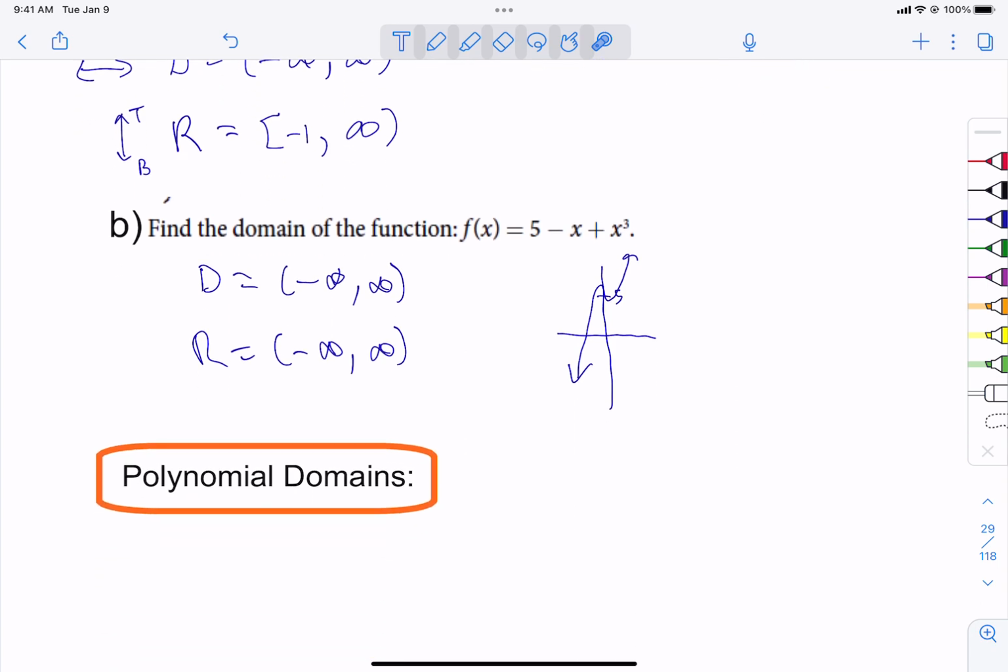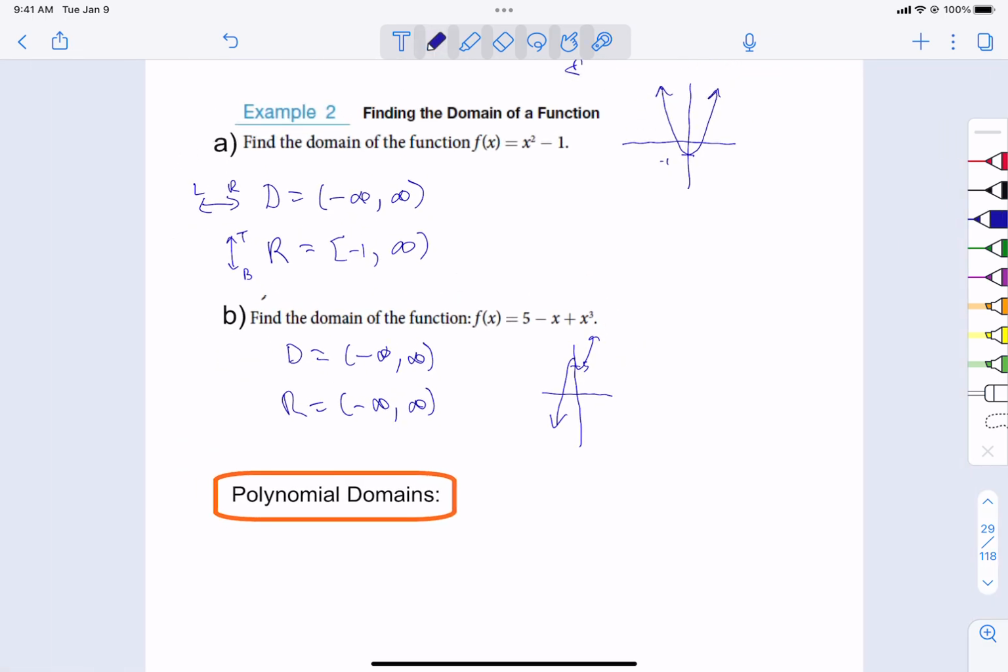The reason they work is because they are polynomials. The domain of polynomials is always negative infinity to positive infinity, or all real numbers. Every real number will work. I can plug in whatever the heck I want. I never have to think about it. The domain of a polynomial function is always all real numbers. That graph will always extend forever to the left, forever to the right, and will have no gaps, jumps, or holes in between.